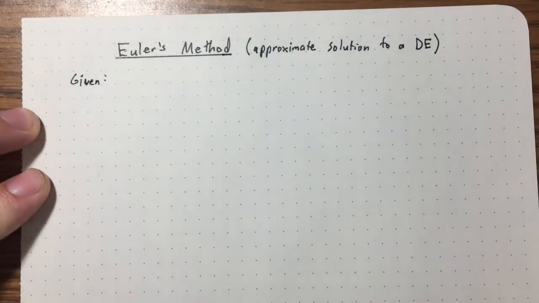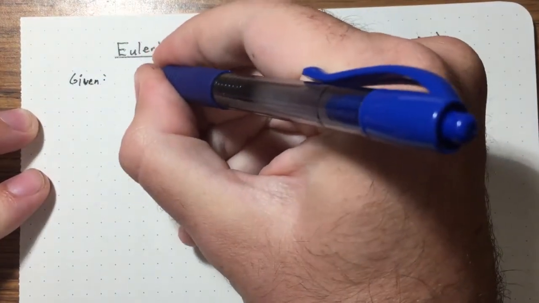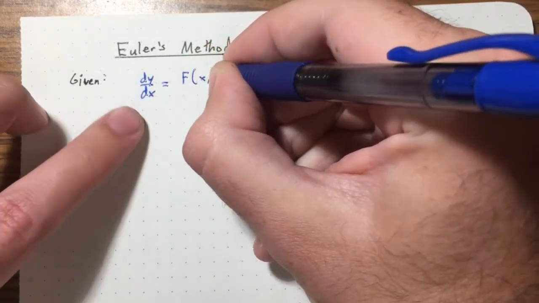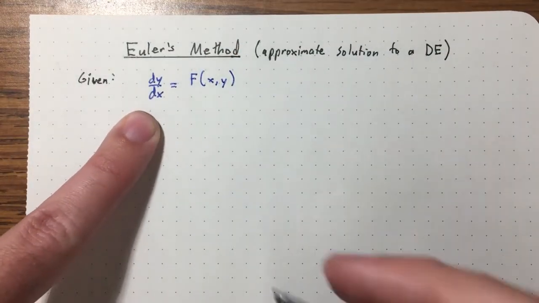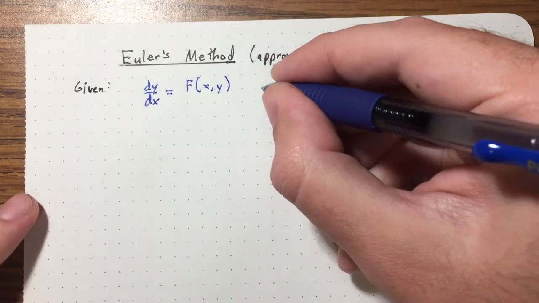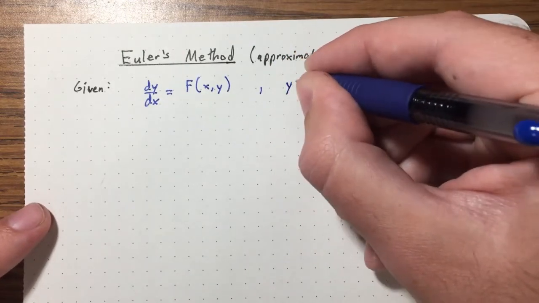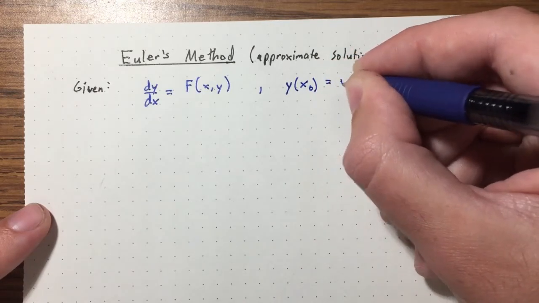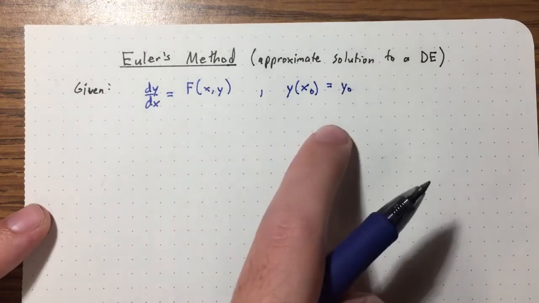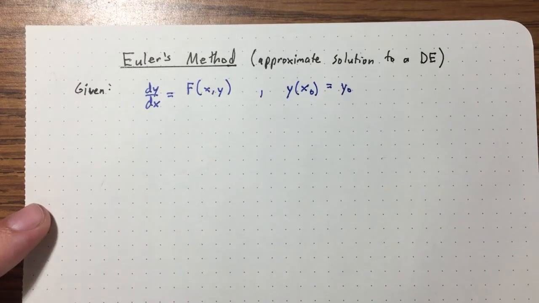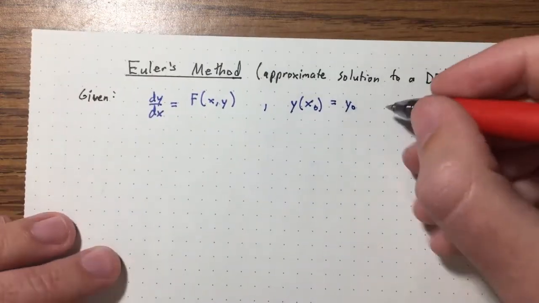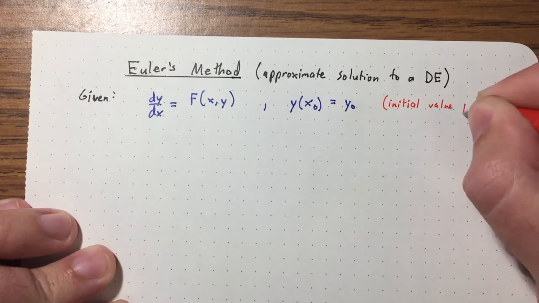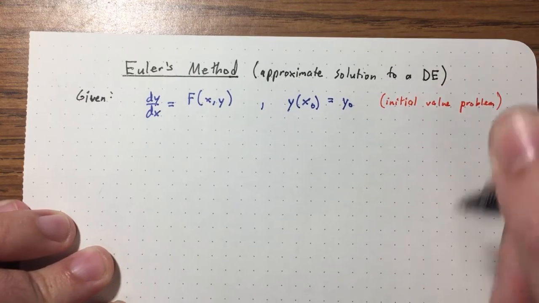So the idea is that given a differential equation, so again, we only want to deal with differential equations in that same form where we can write it as dy dx equals some function of x and y. So it's a first order equation, and we can isolate the derivative like this. Let's also say we're looking for a certain solution satisfying an initial condition, y of x0 equals y0. So we have a differential equation and an initial condition. Remember what we call that, right? That's an initial value problem.